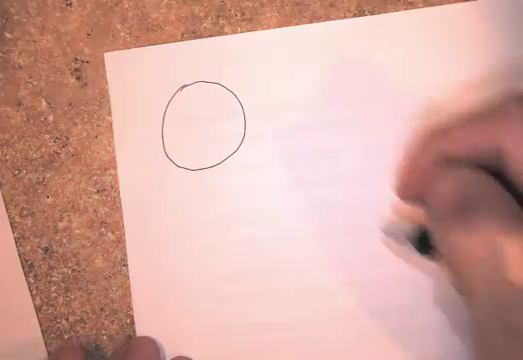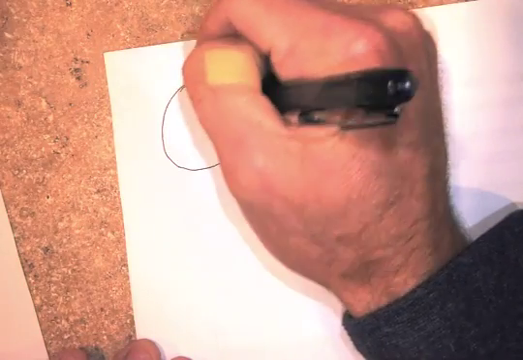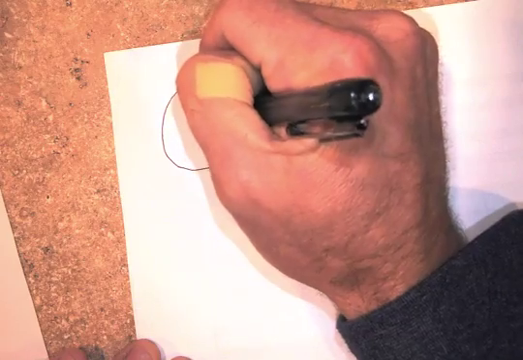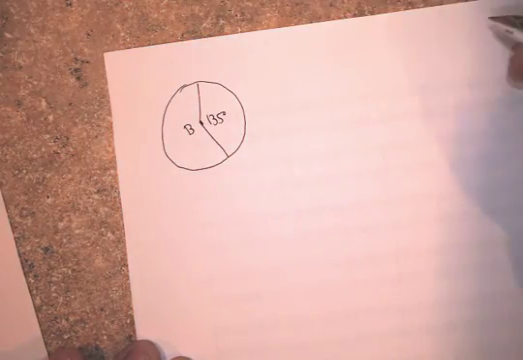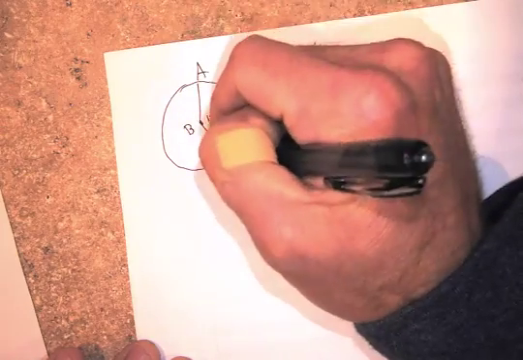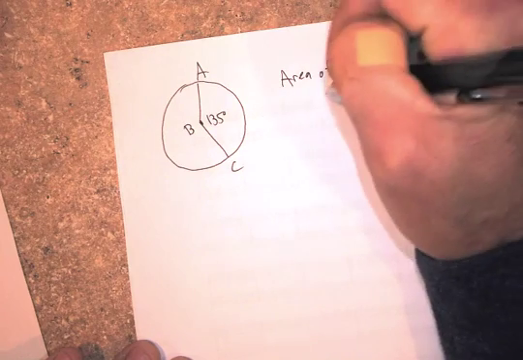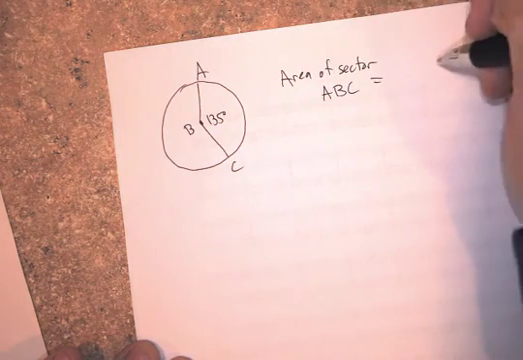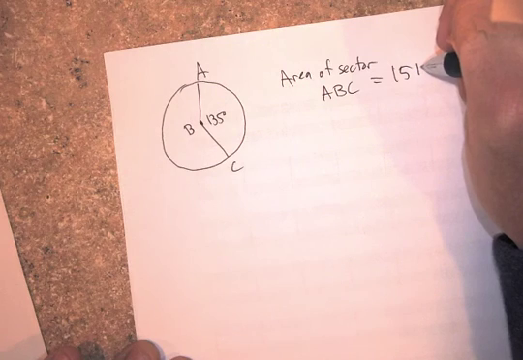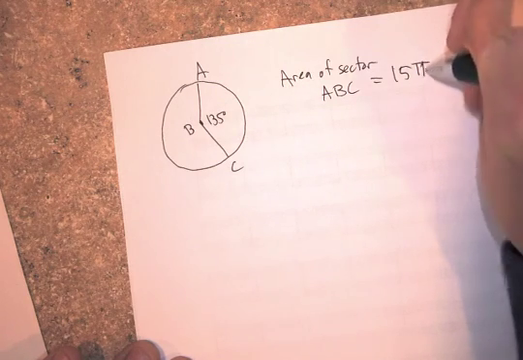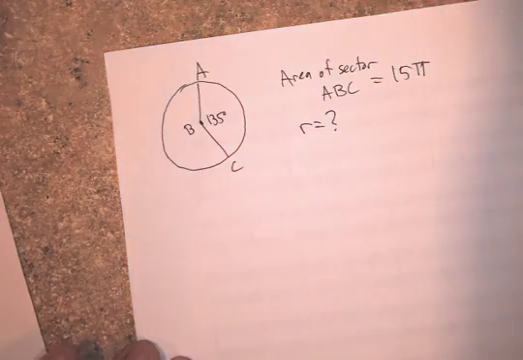All right, one more problem. Let's see, this one's going to be finding the radius. So they'll give you a circle. They'll give you the central angle. Angle B is 135. And they'll tell you this is AC. And they'll tell you the area of the sector ABC is 15 pi. And then it'll say find the radius.